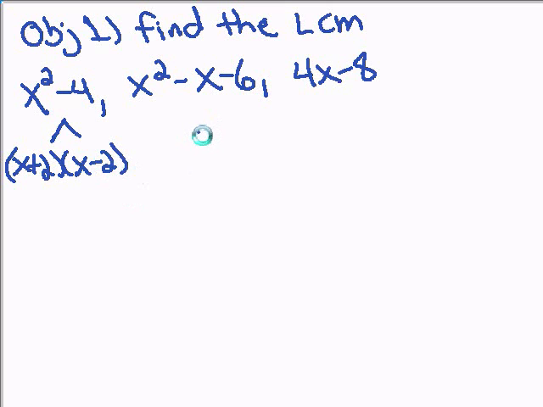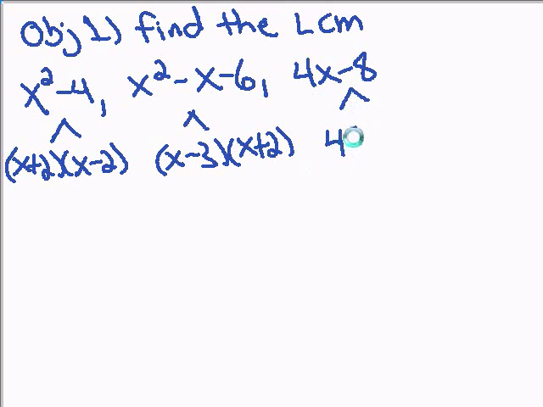I factored x squared minus x minus 6 as x minus 3 and x plus 2. And I factored 4x minus 8 as 4 times x minus 2. Because both the 4x and the 8 were divisible by 4, I could factor the 4 out.